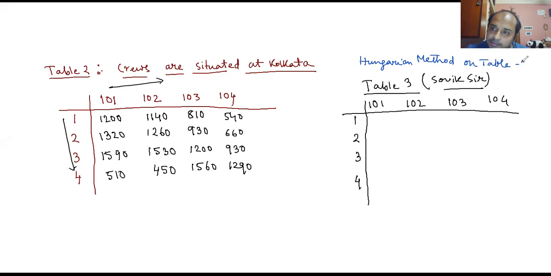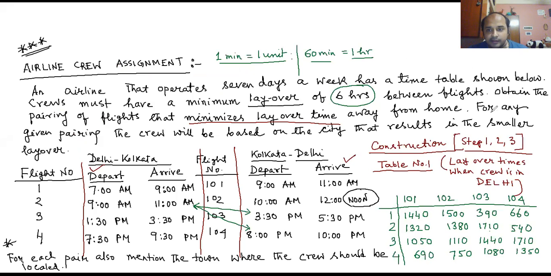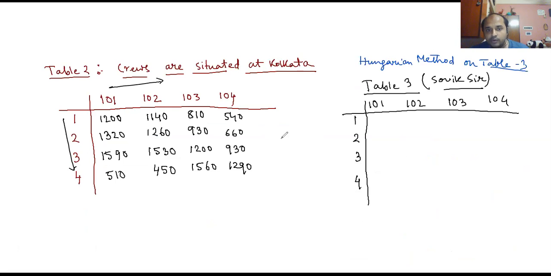And how to get your table 3? See, in the question it is written that for any given pairing, the crew will be based on the city that results in the smaller layover. That means for this cell, say 1 and 101, you have got two different values. In table 1, you have got 1440. In table 2, we have got 1200. Which one is minimum of these two?